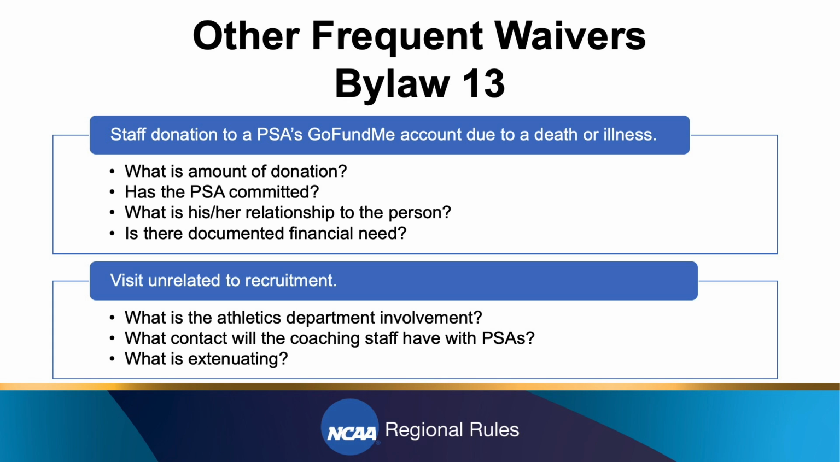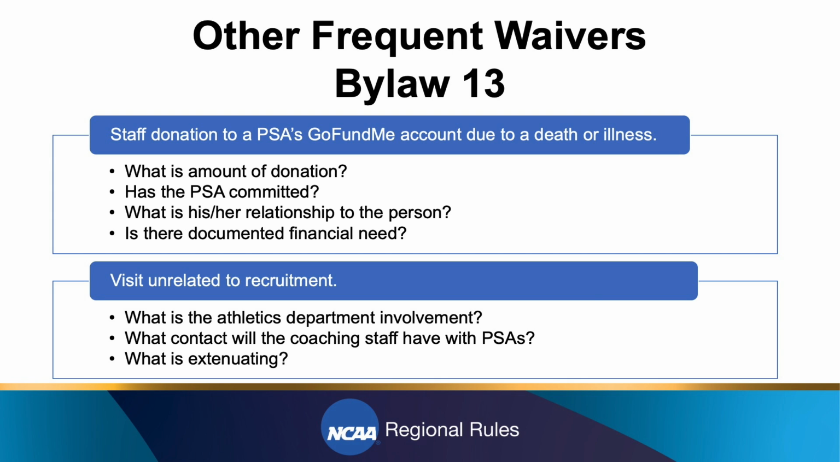Lastly, I wanted to spend a minute and just go through a couple additional frequent waivers that we get in the Bylaw 13 space. One of them that we get a lot is regarding a staff donating to a PSA's GoFundMe account due to a death or illness. Some of the things the institution would need to think about are what is the amount of the donation? Are you looking at $10,000 or $100?